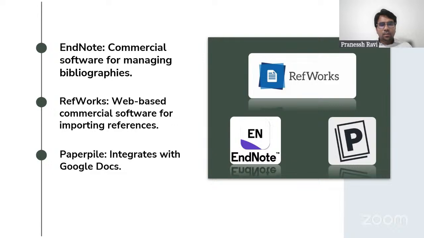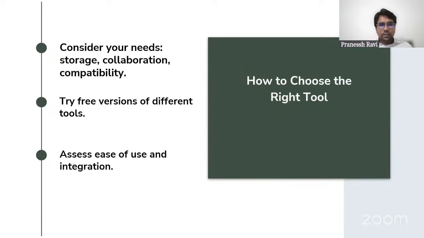EndNote is commercial software, and it's time-tested, but it's expensive. RefWorks is web-based, if you're more into just taking the citations alone for your presentations and all. PaperPile, if you're working only on Google Docs and you want something integrated, then PaperPile also works.